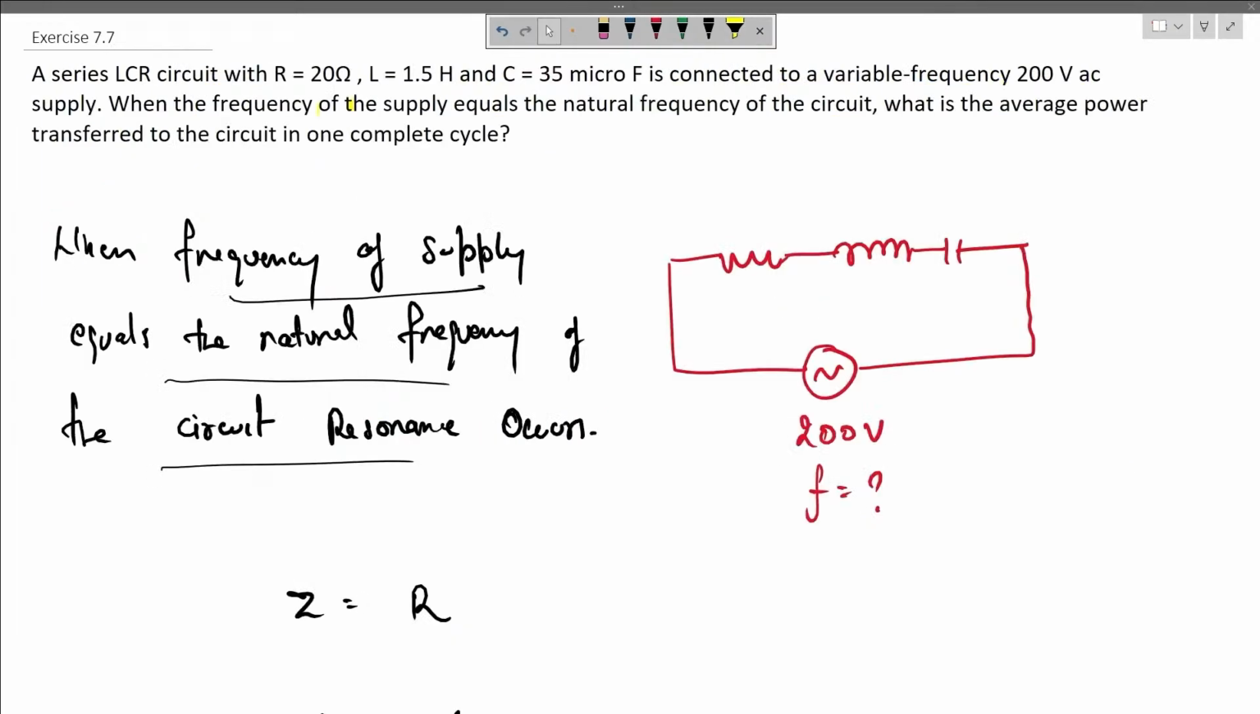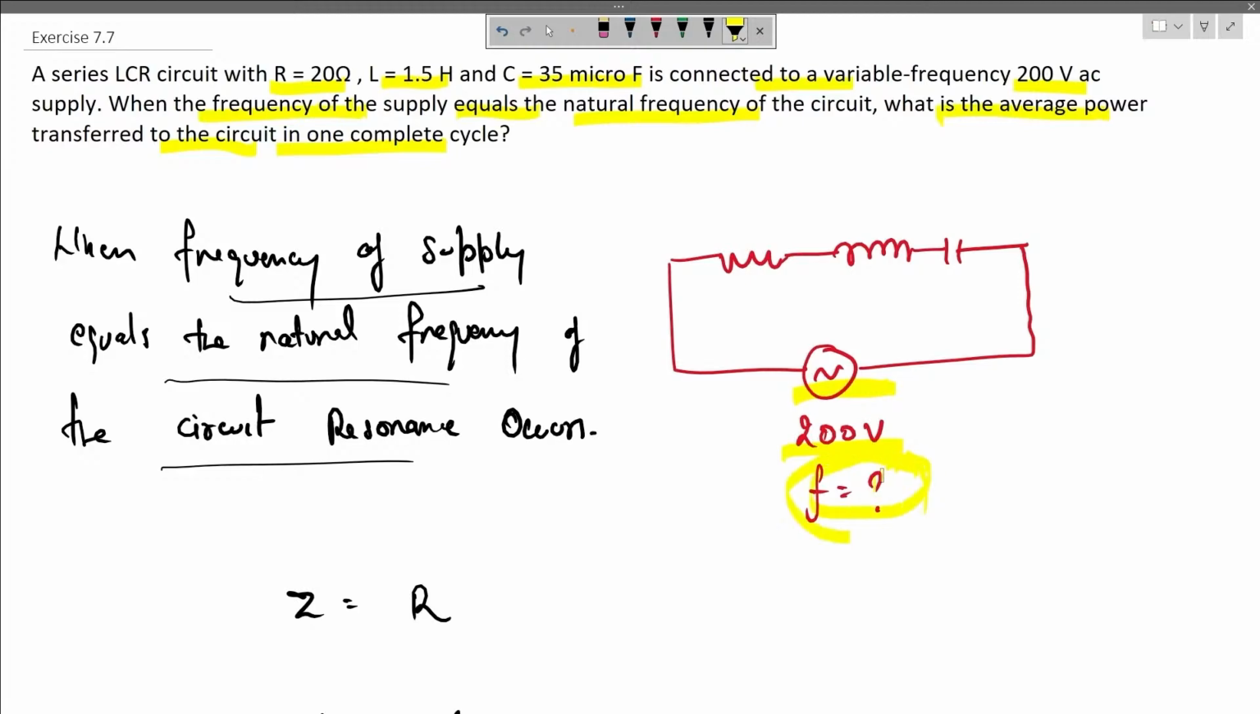Thank you. The question is saying that a series LCR circuit with a resistance of 20 ohm, inductance of 1.5 Henry and capacitance of 35 microfarad is connected to a variable frequency 200 volt AC supply. When the frequency of the supply equals the natural frequency of the circuit, what is the average power transferred to the circuit in one complete cycle? Now this question can be pictorially represented like this, where this is the AC power supply of 200 volts, and the frequency is variable over here.